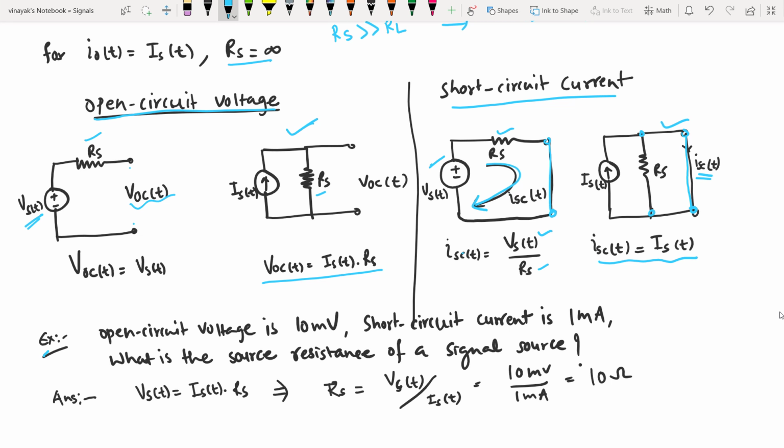Okay, another example. It says that the open circuit voltage is 10 millivolt and the short circuit current is 1 milliampere. Just above this question, we have seen the concept of open circuit voltage and short circuit current. Now, if we are given the open circuit voltage to be 10 millivolt and the short circuit current of a signal source is 1 milliampere, what is the source resistance of that particular signal source? Okay, source resistance, again we can apply the previous concept, Ohm's law. Ohm's law states, and we know that this is the expression we have, Vs of t, the voltage source, can be represented in terms of the current source Is of t into a resistance. So Rs would be simply the ratio of voltage divided by current, and that's how we can calculate the value of the source resistance. So this signal source will have a source resistance of 10 ohm.